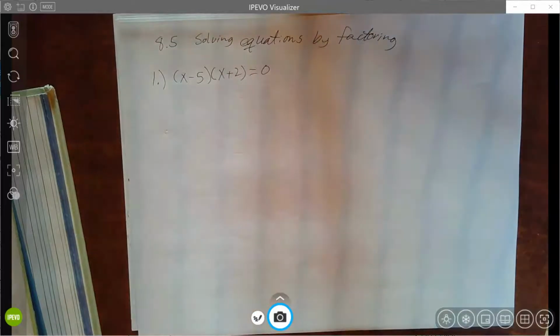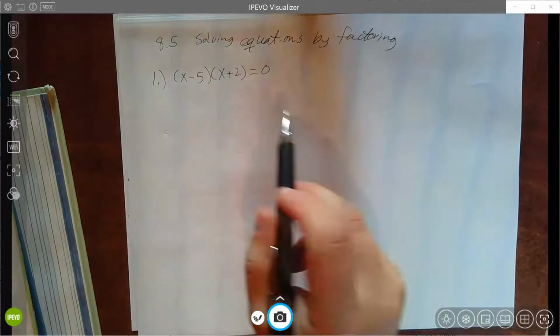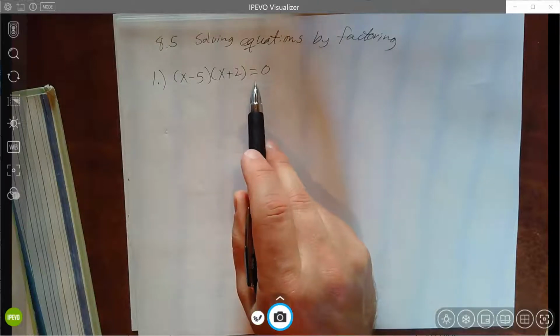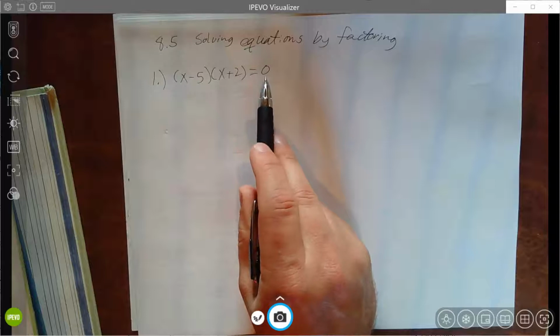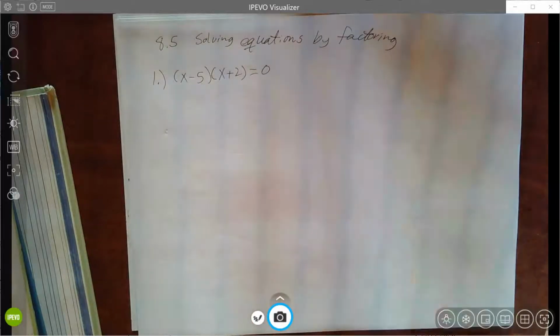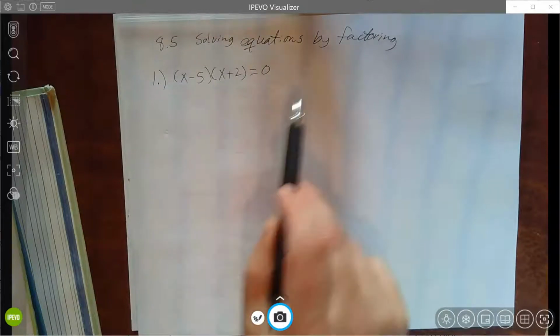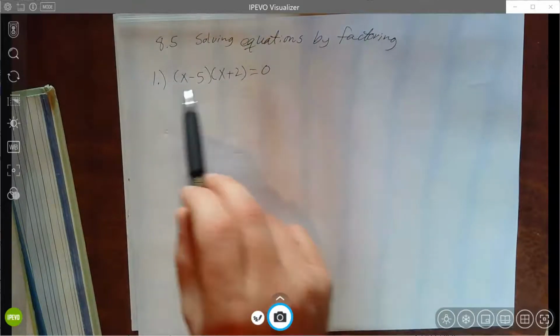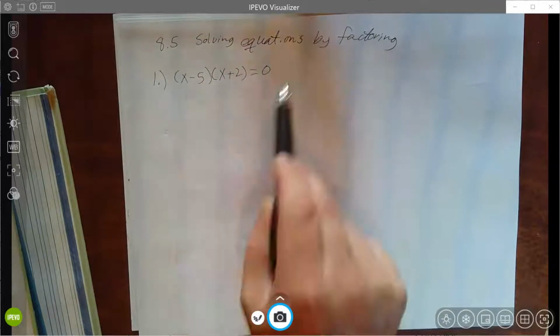Let's say we have already factored this. Notice this is now an equation. It's not just an expression because we have an equals 0. So now we're not just trying to factor an expression, we're trying to solve for x. We're trying to say what value of x makes this a true statement. What's the missing value of x that actually makes this work?